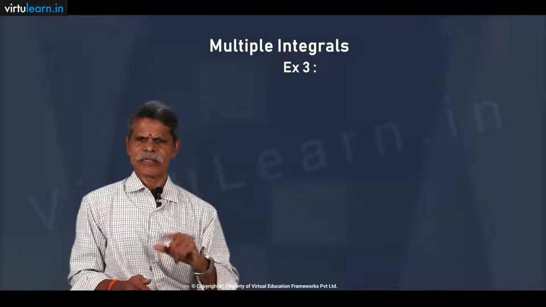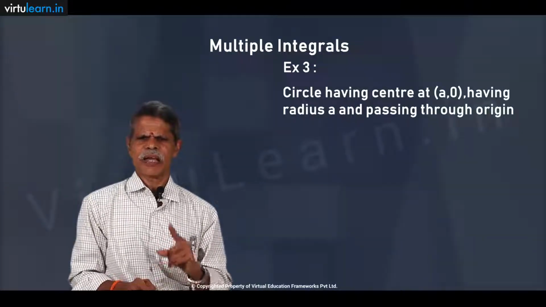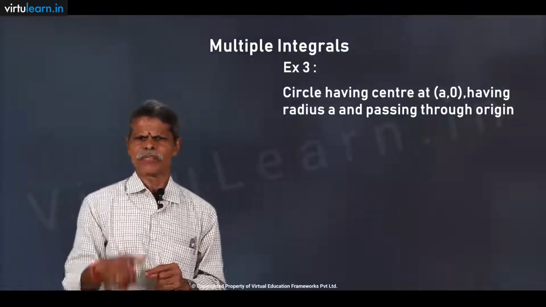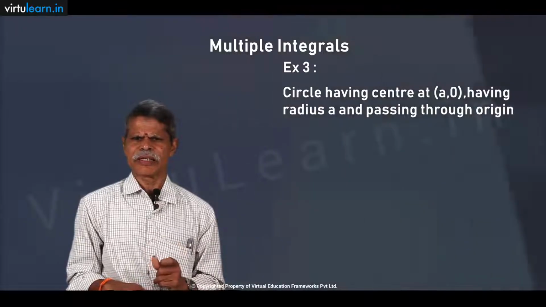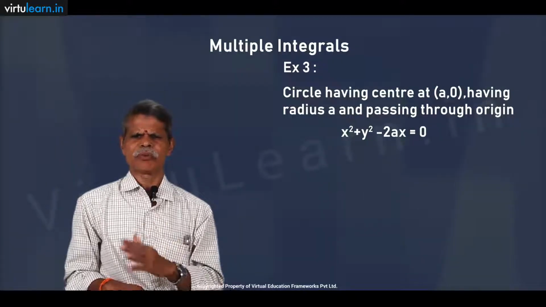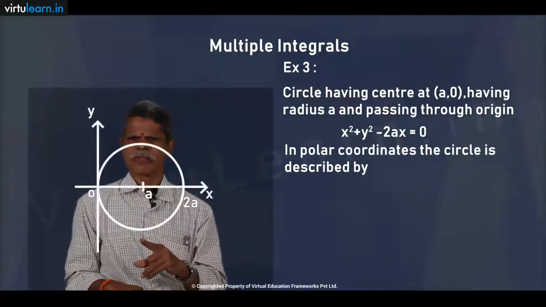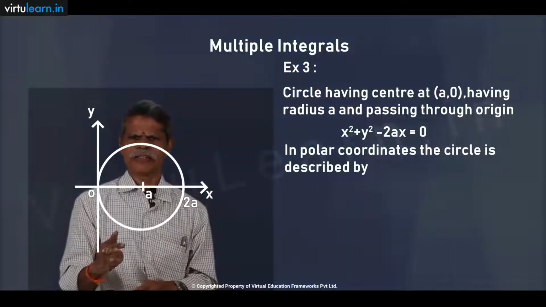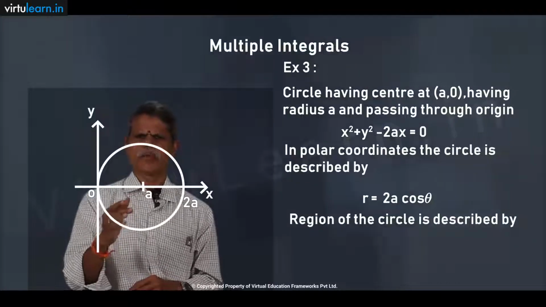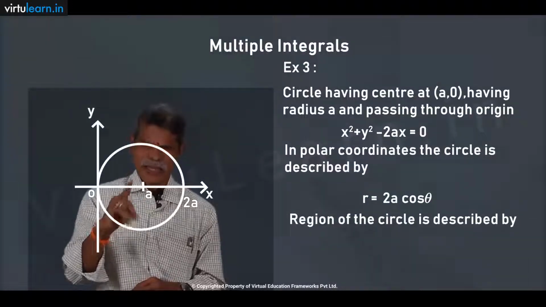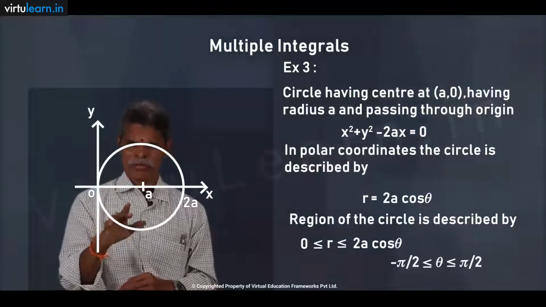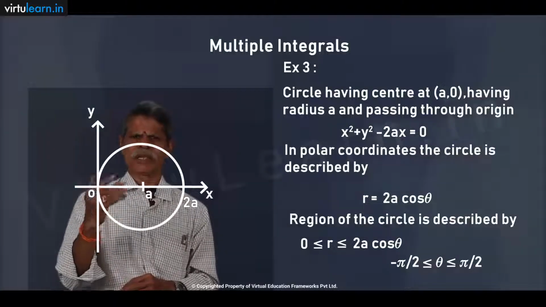Let us consider another example: the case of a circle having its center on the positive direction of x-axis and passing through the origin. The circle I am going to consider is x square plus y square minus 2ax is equal to 0. This circle can also be represented in polar coordinates by the relation r is equal to 2a cos theta. The region can be described easily in terms of polar coordinates as 0 less than or equal to r less than or equal to 2a cos theta, minus pi by 2 less than or equal to theta less than or equal to pi by 2.